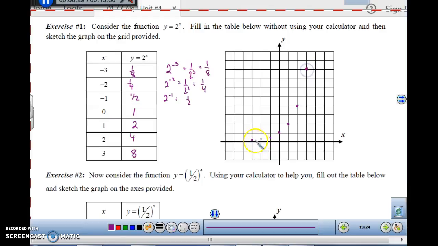Notice on here, when you do your graph, an exponential function is a curve, because we are increasing each time by multiplying. Your base here, y equals 2 to the x, is a positive 2, so it is increasing as you move from left to right.